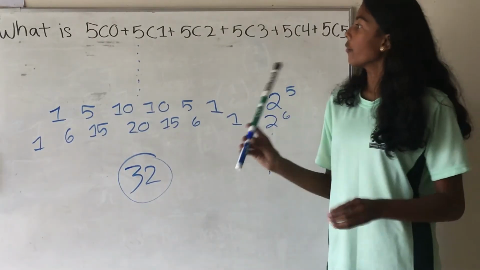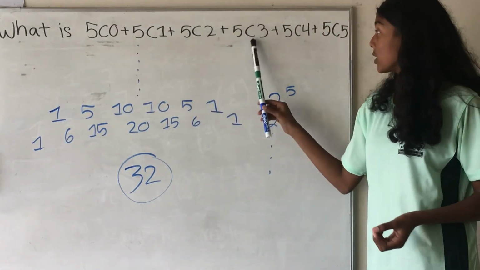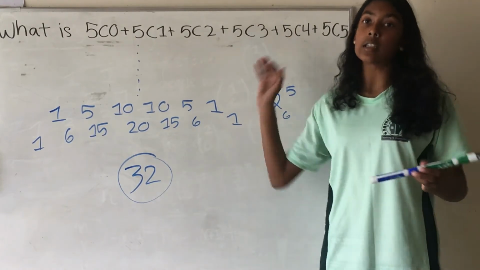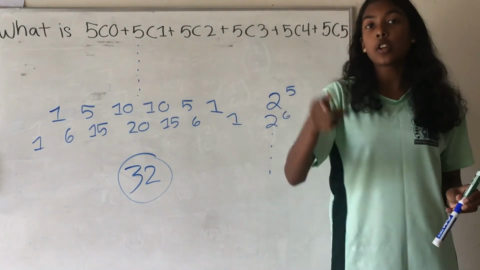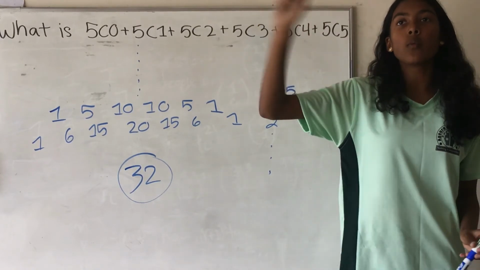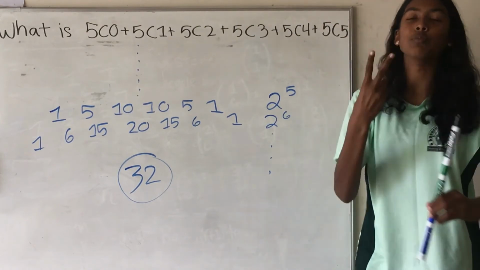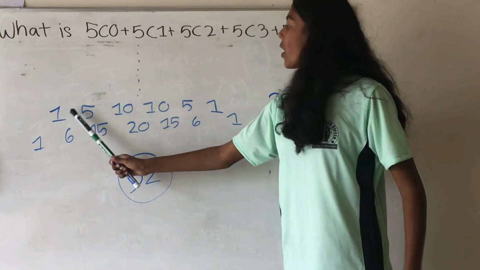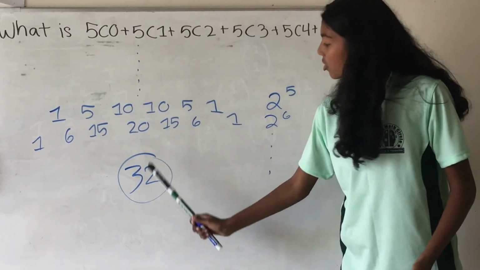So our first problem today is, what is 5 choose 0 plus 5 choose 1 plus 5 choose 2 plus 5 choose 3 plus 5 choose 4 plus 5 choose 5? And you may notice this is the 5th row of Pascal's triangle. And just so you know, the first 1 is called row 0. And then the 1, 1 is row 1, and then 1, 2, 1 is row 2. Anyways, so this is our row 5: 1, 5, 10, 10, 5, 1, which sums to 32.